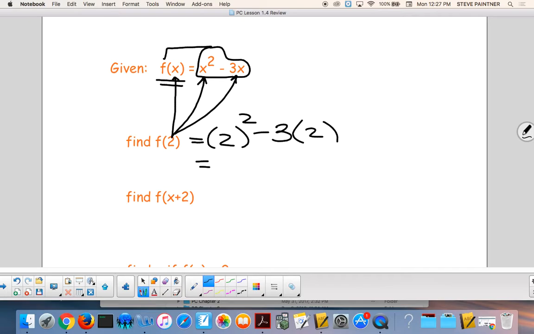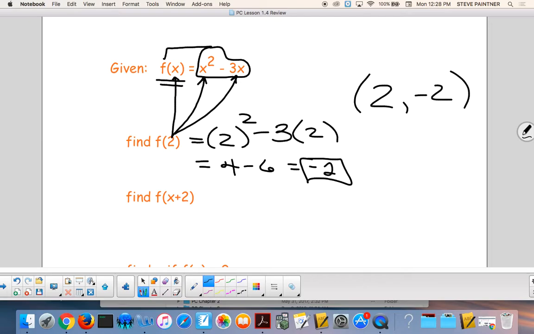2 squared minus 3 times 2. Answer is negative 2. Okay. 4. Take away 6. Negative 2. Right? By the way, when you plug in 2, you get out negative 2. You just found what on the graph? If it's a parabola, you just found a point. Your point is, I put in 2, I got out negative 2. I found a point. That's all you did.